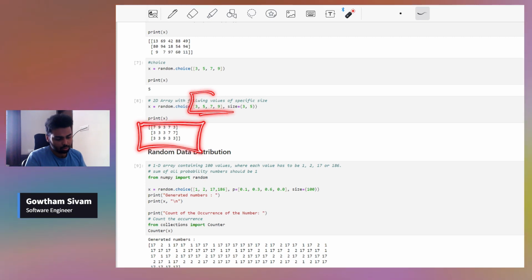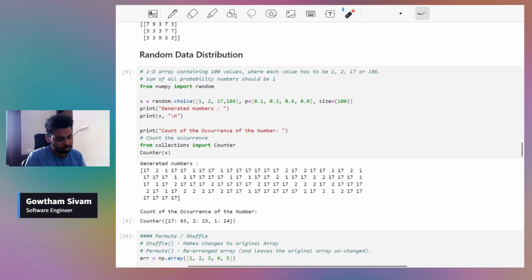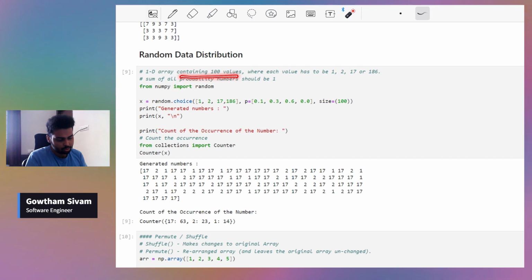That is what you see here as an output. Next is random data distribution. We create a 1D array containing 100 values, where each value has to be 1 to 17 or 186. So the values 1 to 17 or 186 are defined.